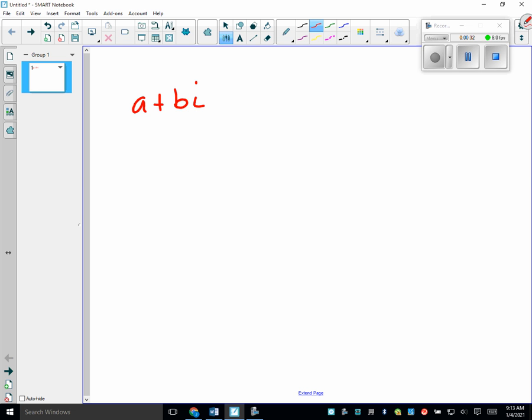This is called a complex number in rectangular form. You don't have to remember that. I'm just telling you for your use. Okay, this is a complex number.